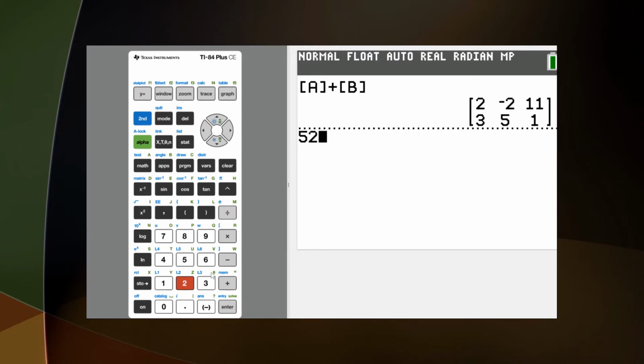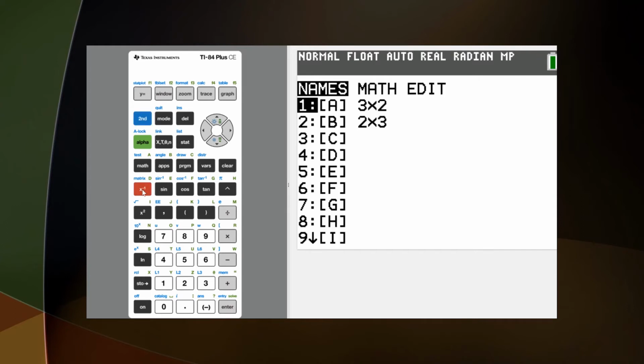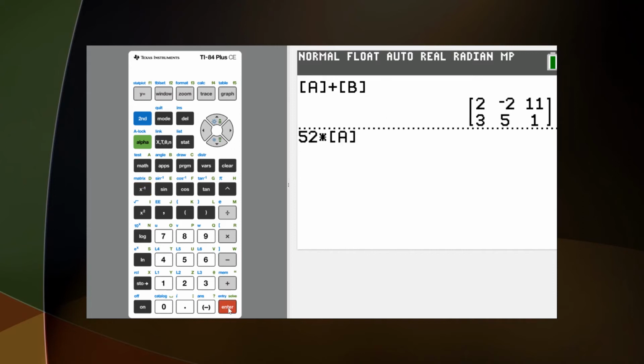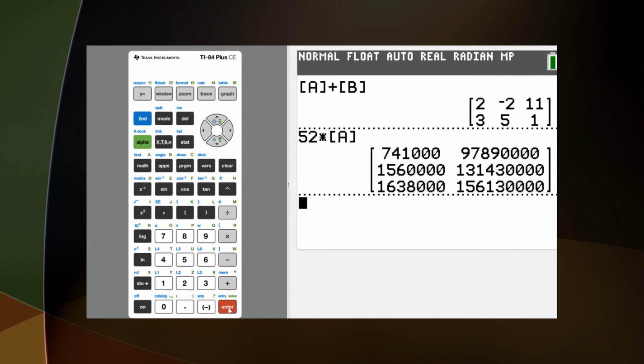So I'm going to take 52 times, and I'm going to go in here to second and hit my matrix, which is right here where I got the inverse of X button, right by the sign button. I'm going to hit that, and I'm going to want to choose matrix A. That's where I entered my data. And let's hit enter, and shazam, there we go.